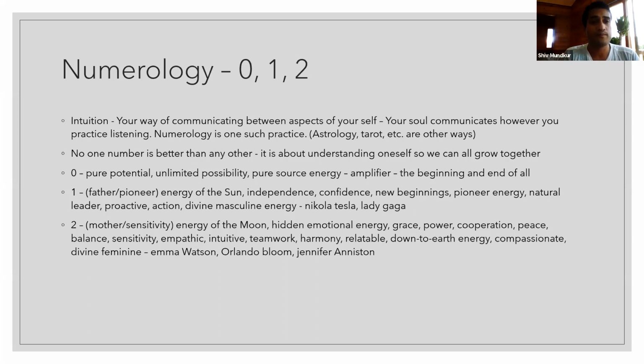But anyway, after the 0, we have the 1, right? So this is the energy of the father, or the pioneer, and this is where everything starts. It's like the Aries energy in astrology, but it's also the energy of the sun, which is more like the Leo energy, right? It's an independent, confident energy, and everything comes from this.